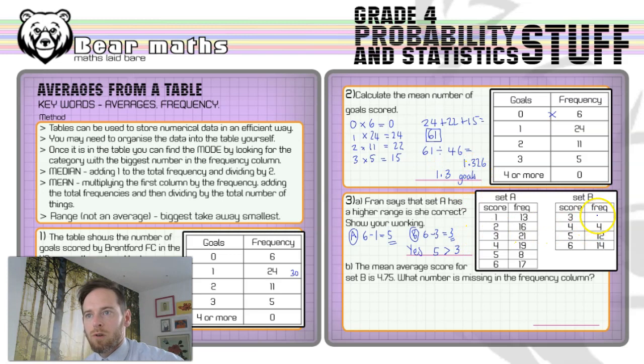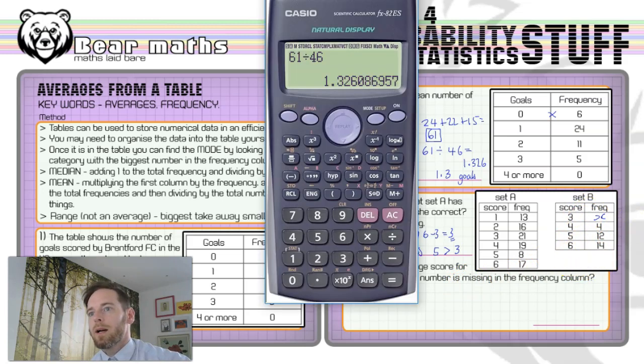So what I'm going to do is call this unknown number a letter. I'm going to call it X. I'm just going to write the letter X in there. So we can use that now: 3 times X plus 4 times 4 plus 5 times 12 plus 6 times 14. We can do all of those multiplication things and then divide by the total frequency. So let's get our calculator back in.